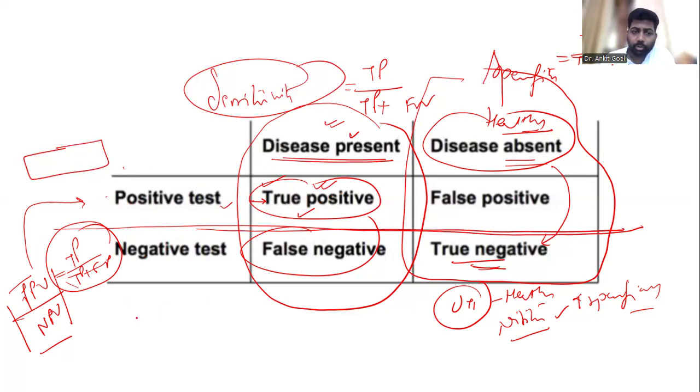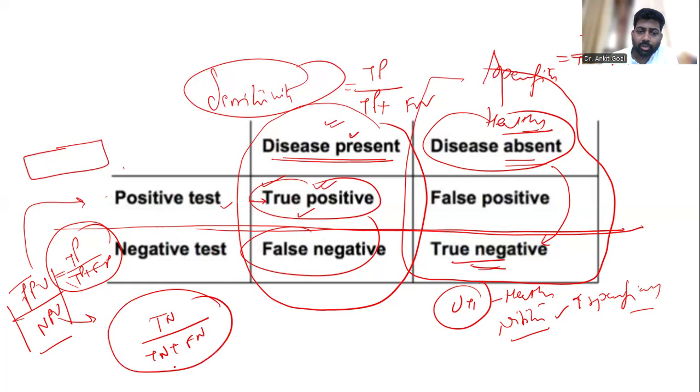Similarly, for a negative predictive value, we want to know if the test is negative, how many actually don't have the disease? How many are actually negative? That is true negatives by true negatives plus false negatives. Okay, so we are just talking about negatives when there is a negative predictive value. We are just talking about positives when there is a positive predictive value.